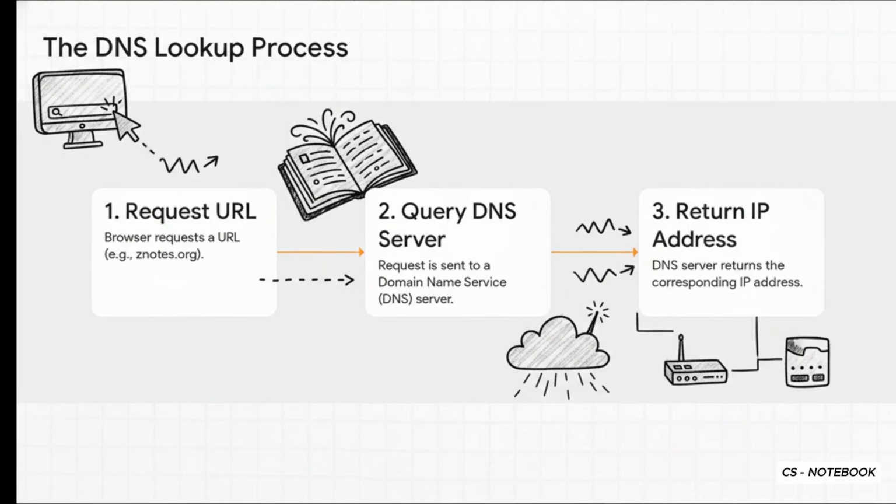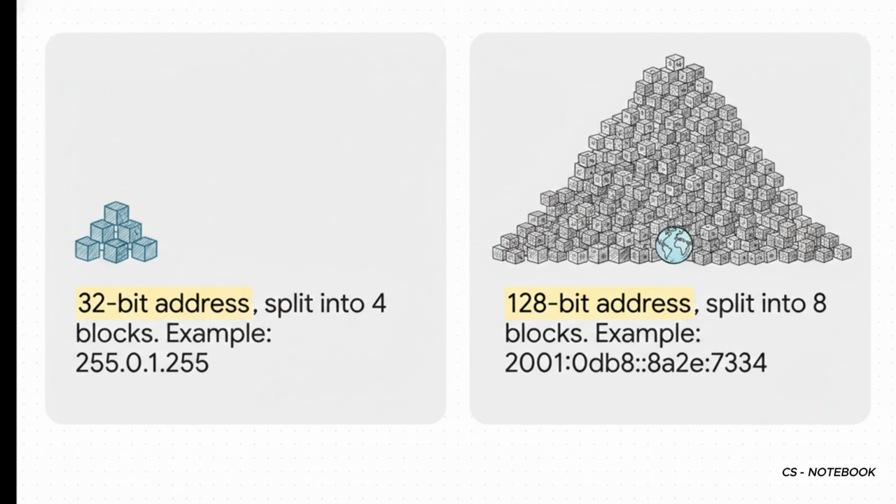Well, it all starts with something called the Domain Name Service, or DNS. You could literally think of it as the internet's phone book. When you type a name that humans can read, like znotes.org, into your browser, your computer has no idea what that actually is. So it sends a request to a DNS server, which looks up that name in its huge database and sends back the real, machine-readable address, the IP address. And this is that IP address.